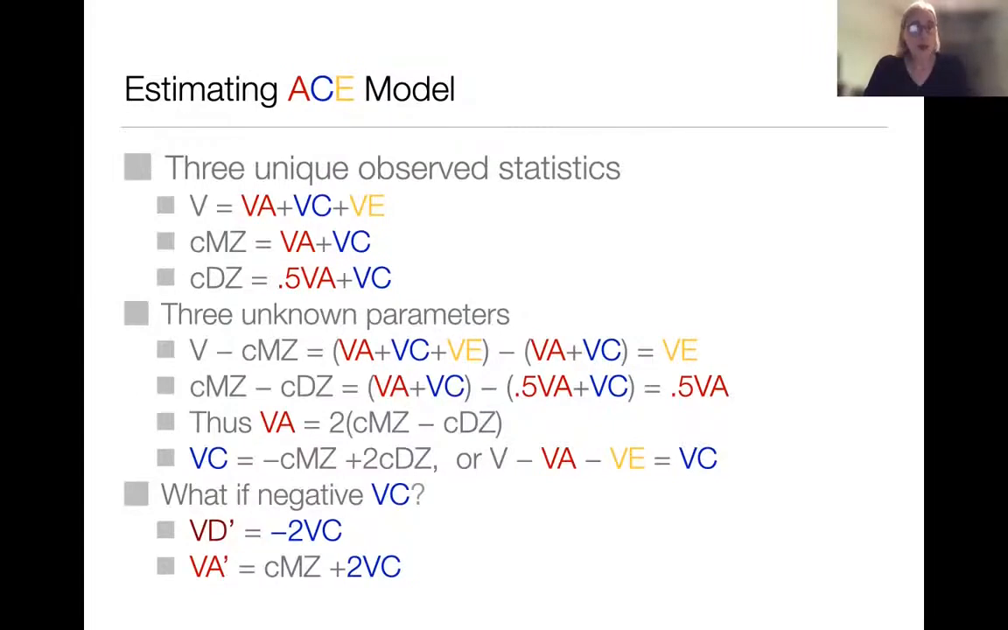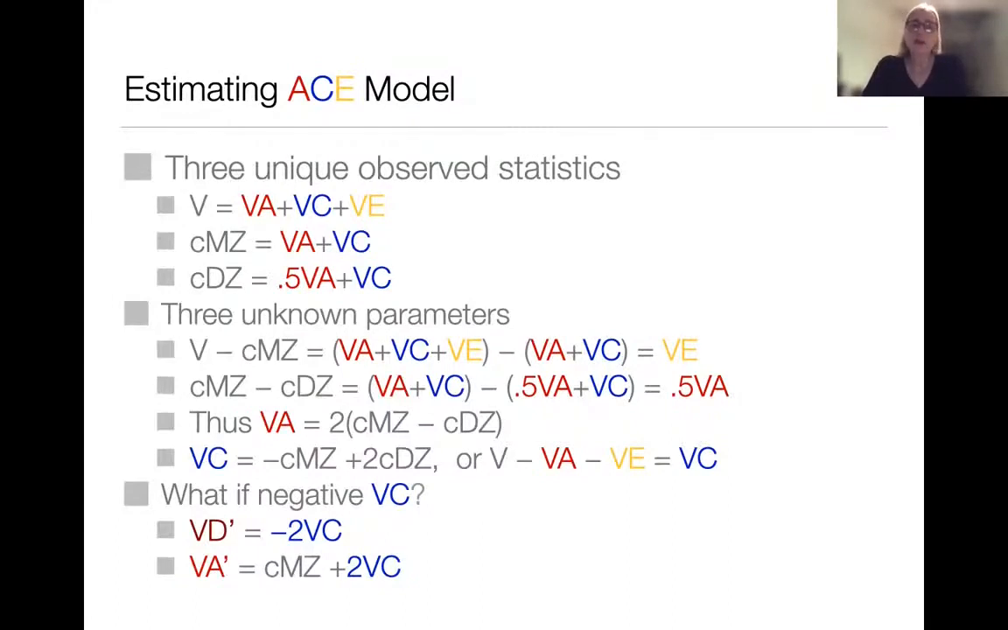Now, we assume as part of the equal environments assumption that the shared environment is the same for both MZs and DZs, and they're basically a perfect match for one another, which is where the information comes from to uniquely identify these sources of variance. So how do we go from the 3 unique observed statistics to then estimating the 3 unknown parameters, VA, VC, and VE? First of all, if we take the difference between the total variance and the covariance between MZs, we get a direct estimate of the unique environmental variance, VE.